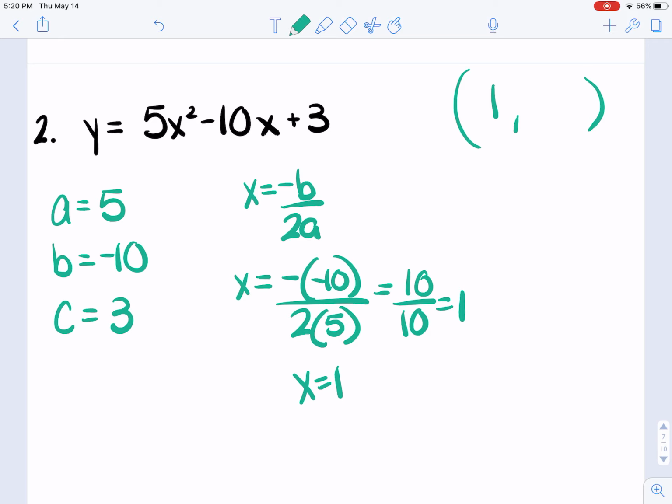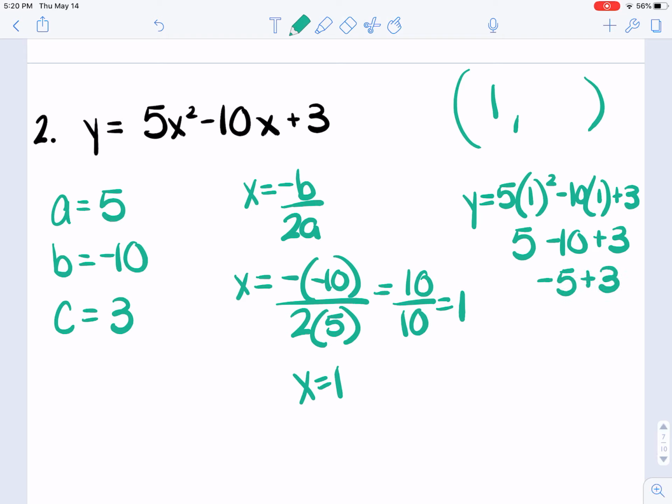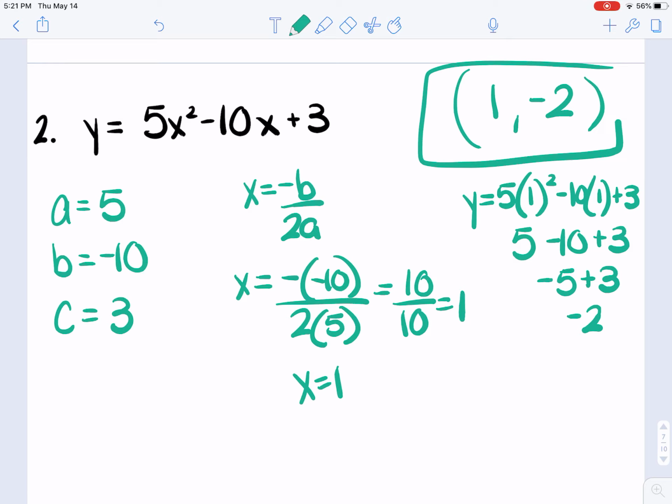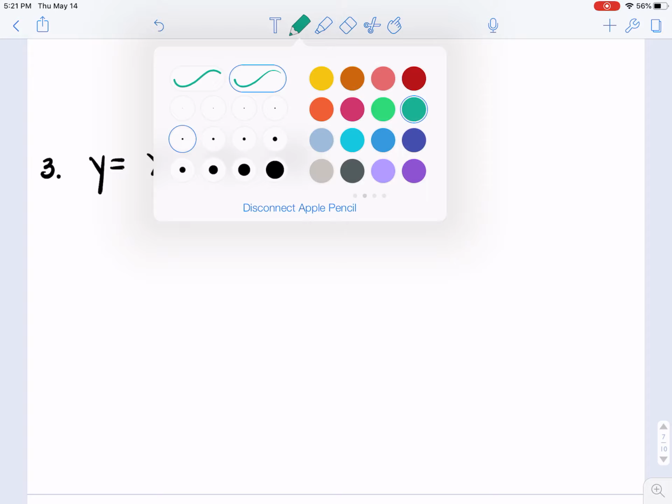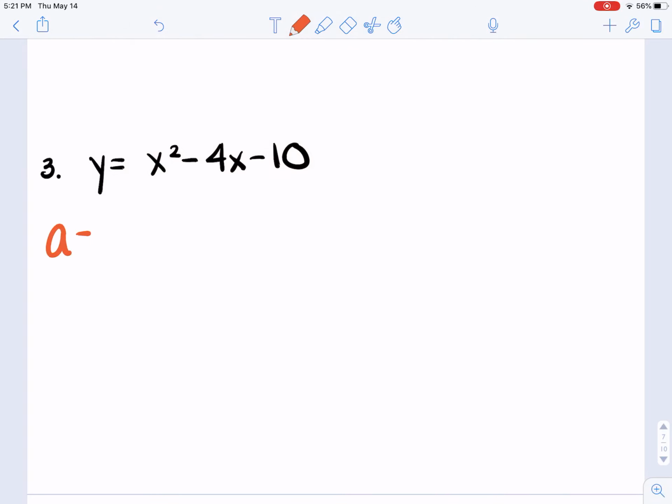Now I'm going to plug it into the equation for x, since I know what x is, and I need to figure out what y is. This is 1 squared is 1 times 5 minus 10 plus 3. -5 plus 3 gives me -2. So my vertex is at 1, -2. Okay, one more here. We've got a is 1, b is -4, c is -10.